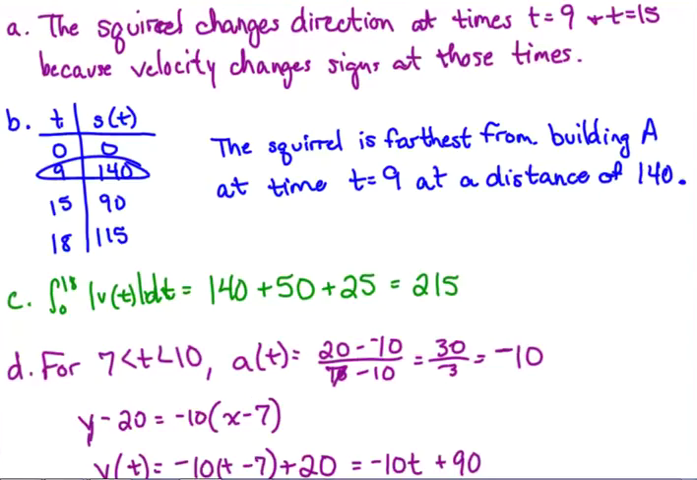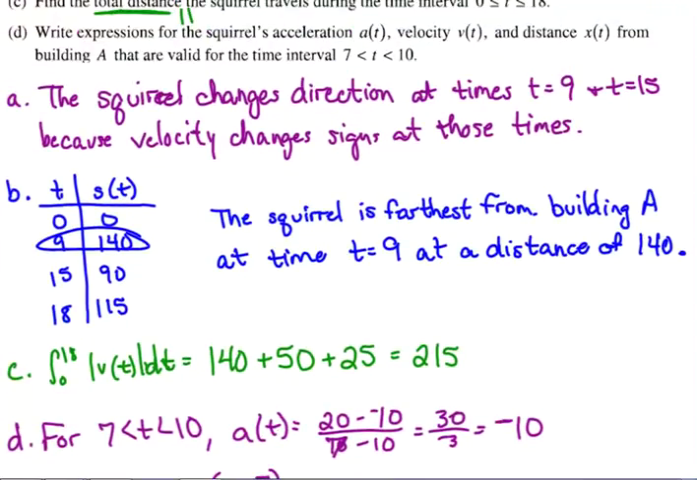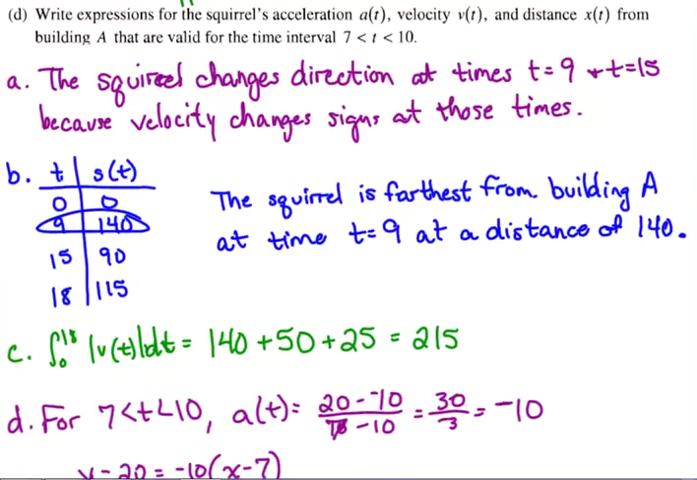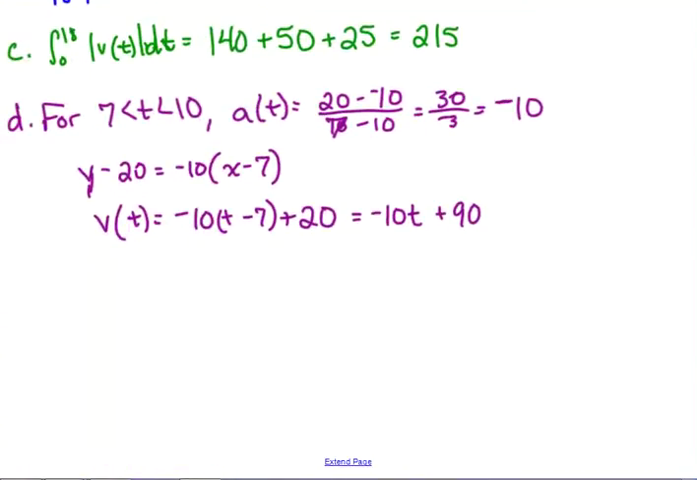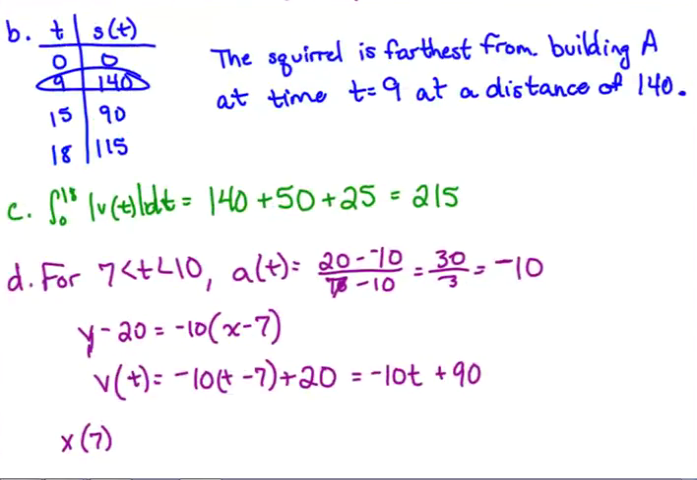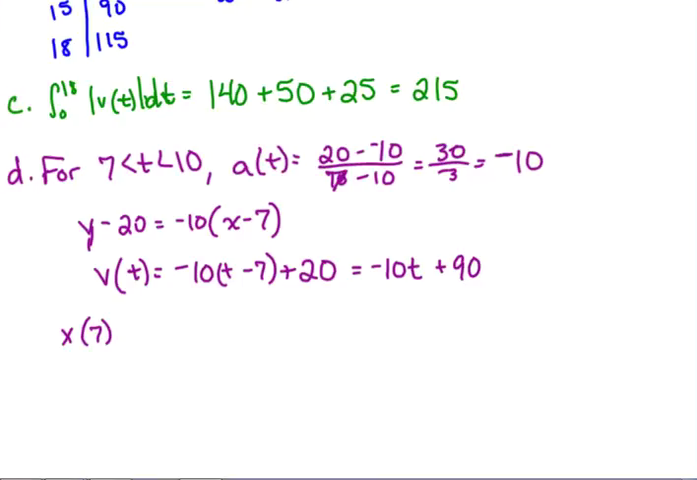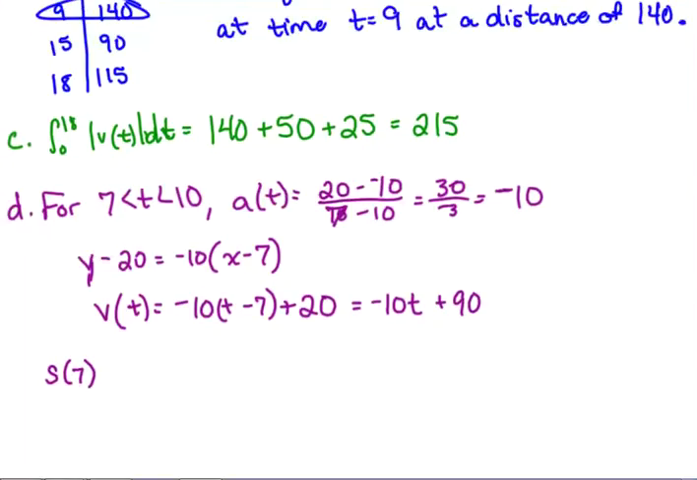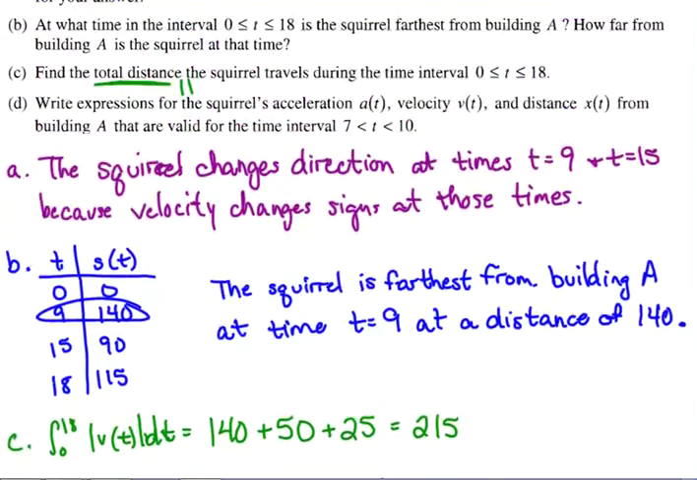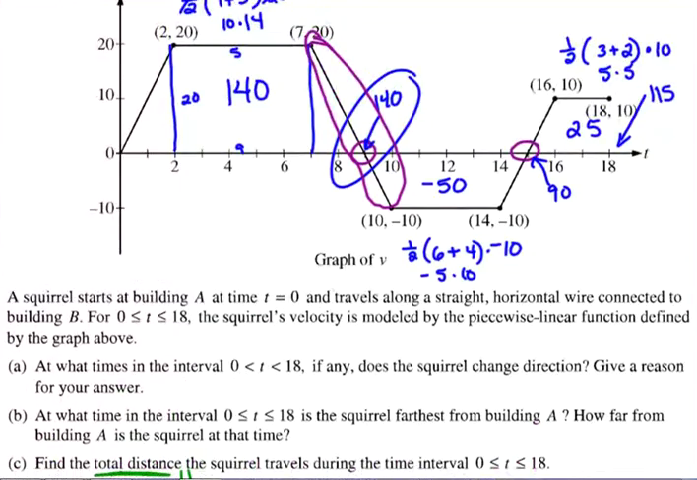So what have we found so far? We found acceleration. We found velocity. Now we got to find the distance. So we need to start by finding his position at time 7. X of 7, or S of 7. I prefer to use S because I'm used to using S for displacement. So S at time 7, because we got to find out where he started before we can find the distance formula for that interval there.